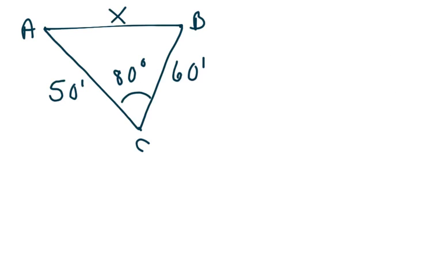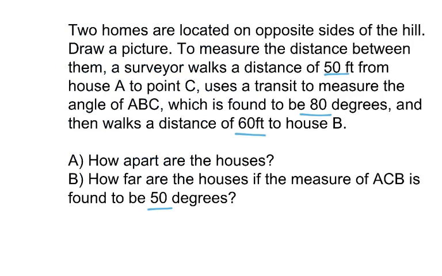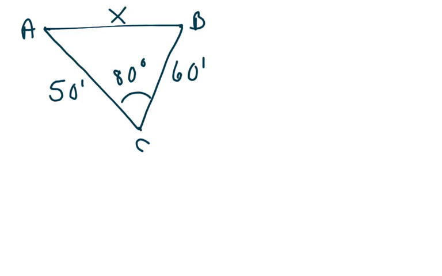Okay, this is how I drew the picture. What are they looking for first? How far apart are the houses? And then they're going to change the 80 degrees. Instead of 80, they want you to do the same thing with 50. So this one's fairly easy.